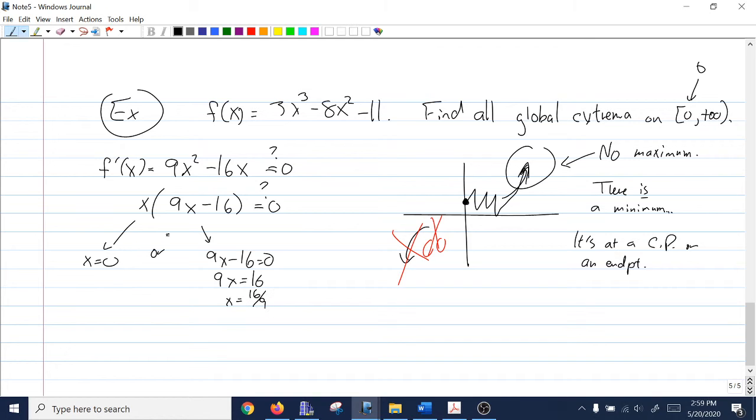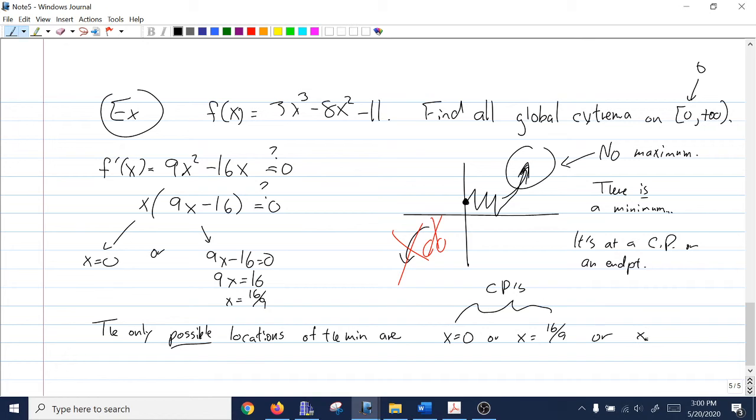The only possible locations of the min are x equals 0 or x equals 16 over 9. These are the critical points. Or x equals 0, the endpoint. X equals 0 is listed twice. I don't have to include it twice. There's two reasons it might be the minimum. How do I know which one's the minimum?